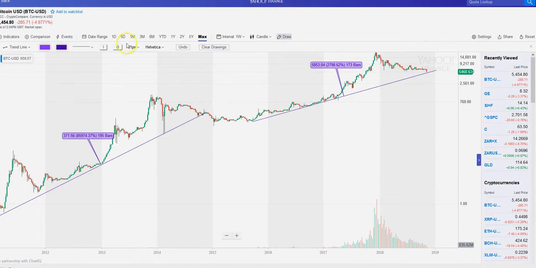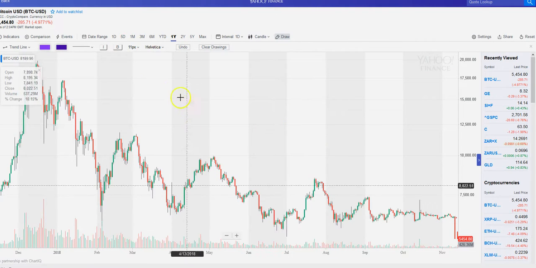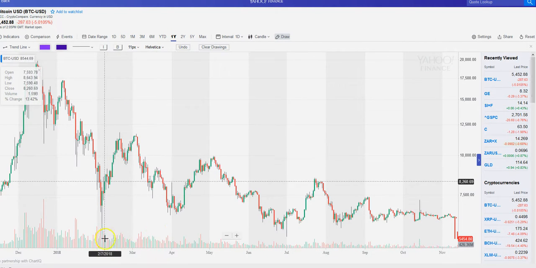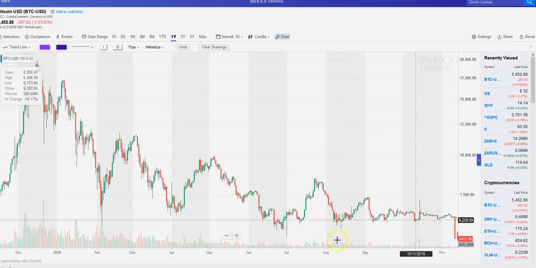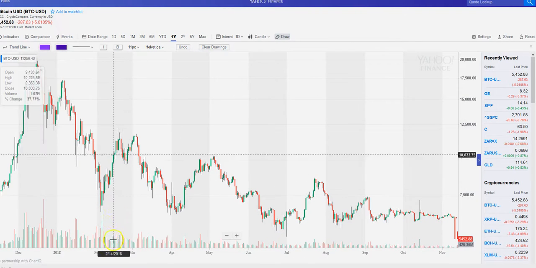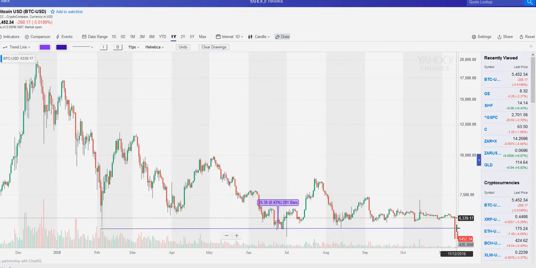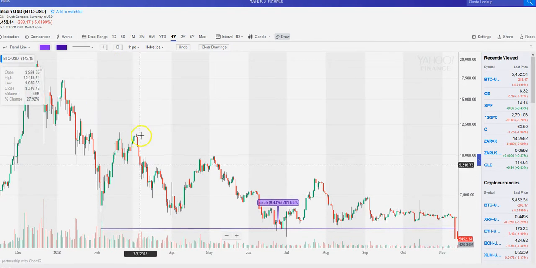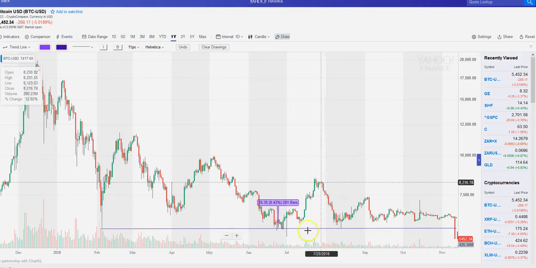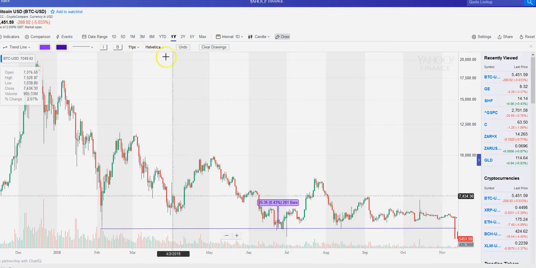But if we look on a shorter term, let's look at the 1-year chart. Well, that looks horrendous, doesn't it? So we are pretty near, or actually probably gone through support here. Let's see. We draw a line, just a horizontal line here. Yeah, we've broken that support, which had been holding for quite a while.